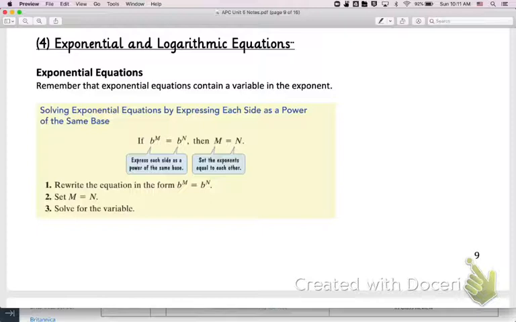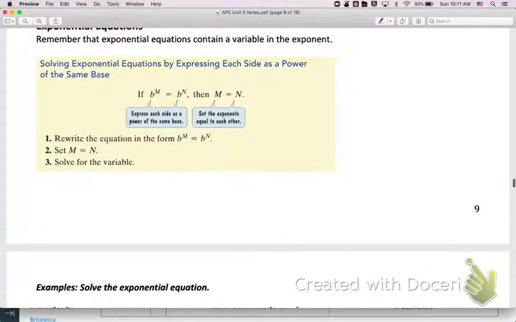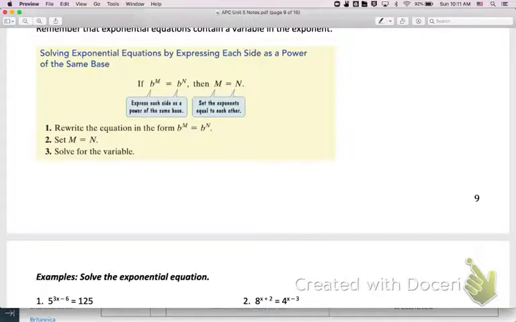Okay, so remember that an exponential equation has a variable in the exponent. We can't really work with it when it's in the exponent. So our goal with all of these exponential equations is to find a way to bring the exponent down. The first one is using this property of exponential equations. The property says this: if b to the m is equal to b to the n, then m is equal to n.